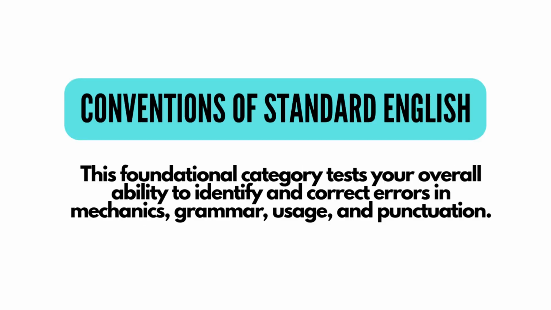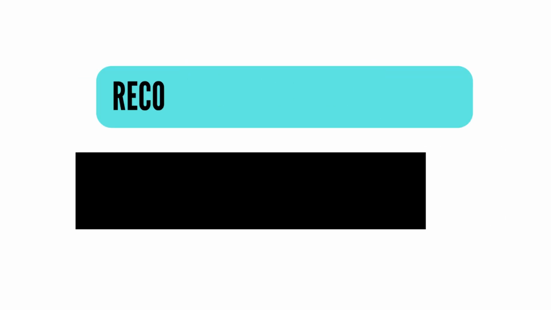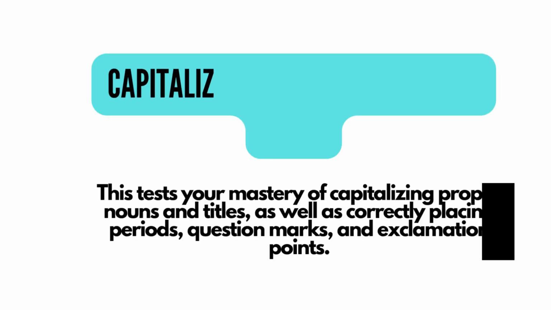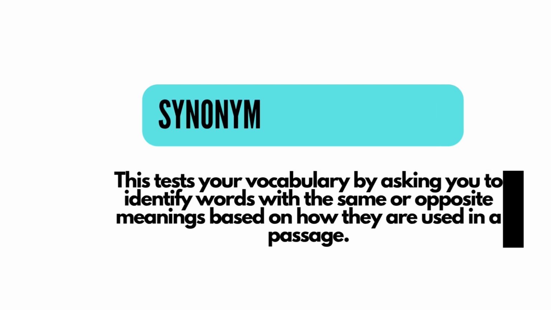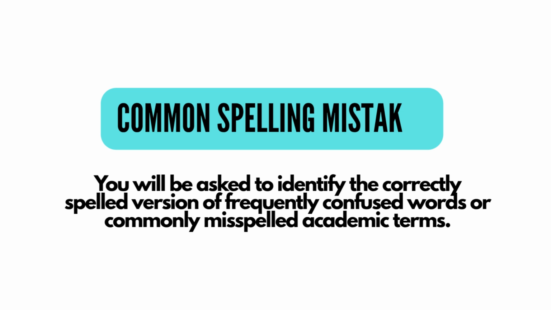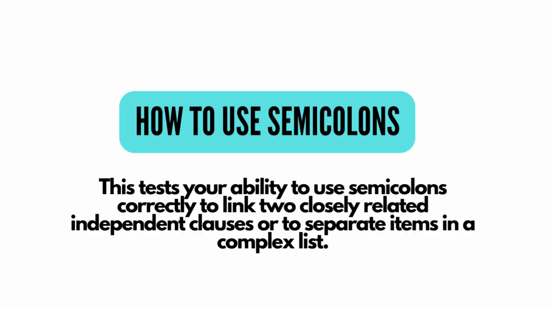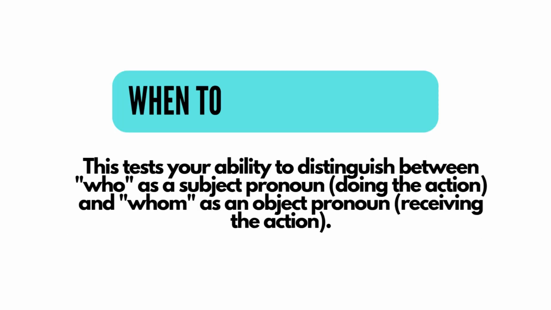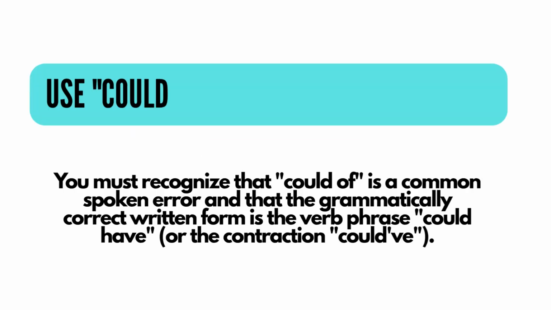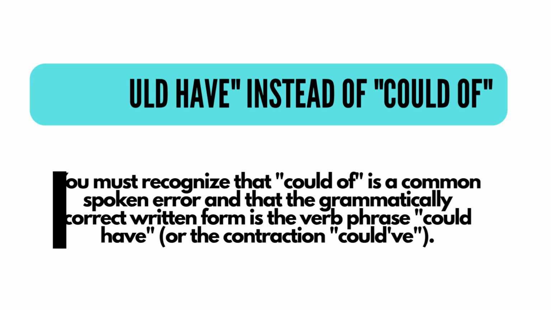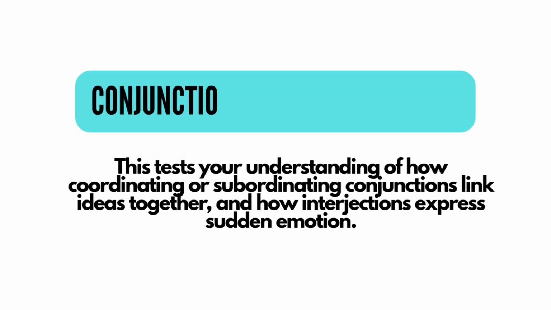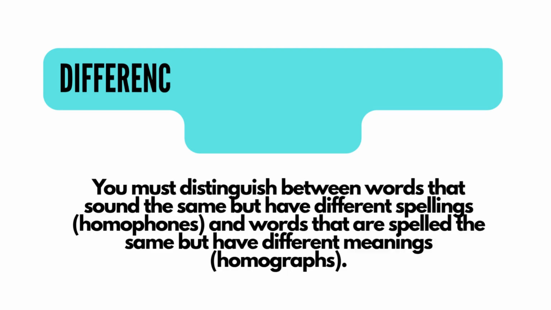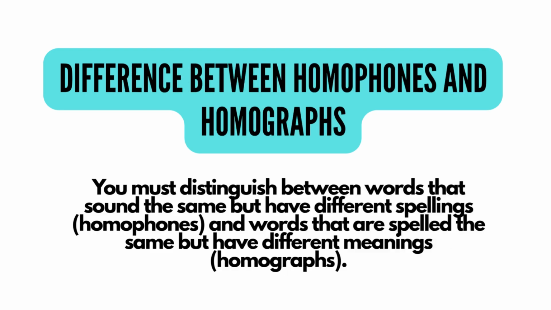Conventions of standard English. Parts of speech. Recognize dangling modifiers. Prefixes and suffixes. Capitalization and punctuation rules. Subject-verb agreement. Synonyms and antonyms. Common spelling mistakes. How to use semicolons. Comma rules. When to use who, whom. Use could have instead of could of. Using quotation marks. Adverbs and adjectives. Conjunctions and interjections. Difference between homophones and homographs.